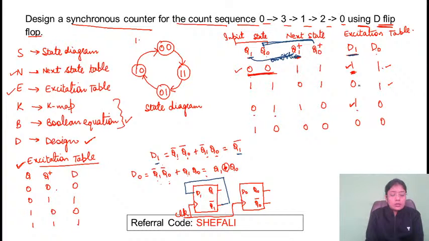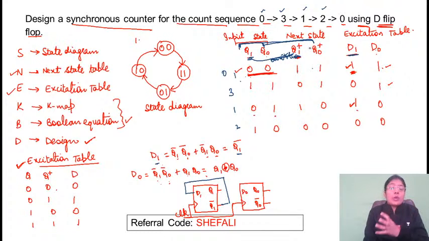In D1, we have to consider the given input. Children, this is the input. On the basis of these inputs, I have taken the sequence 0, 3, 1, 2, which is written in binary form. On the basis of this input, we have determined the next state. This is not given in the question. So whenever you write the equation, in what terms do you write it? Whatever is given as the input. So D1 is given as Q1 complement, so it's connected with Q1 complement.